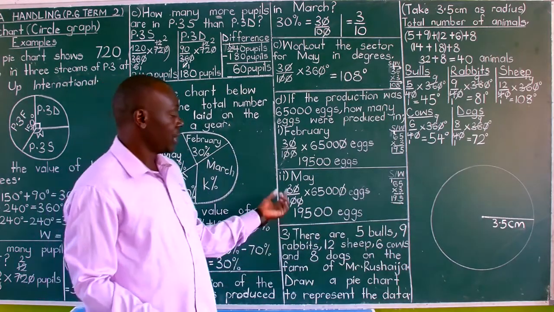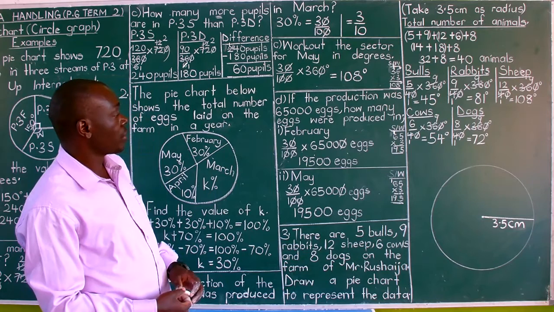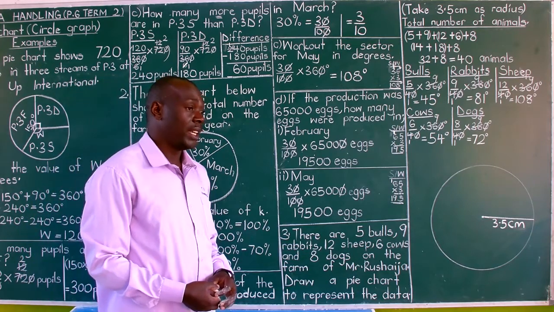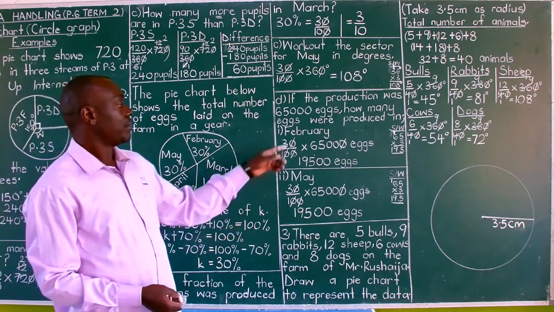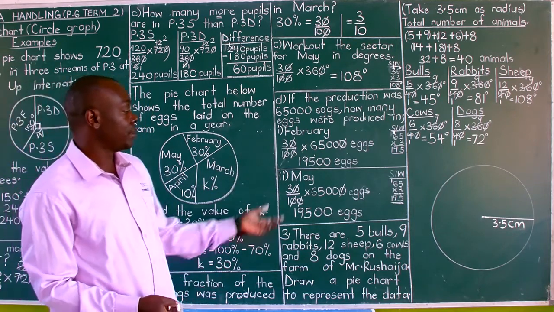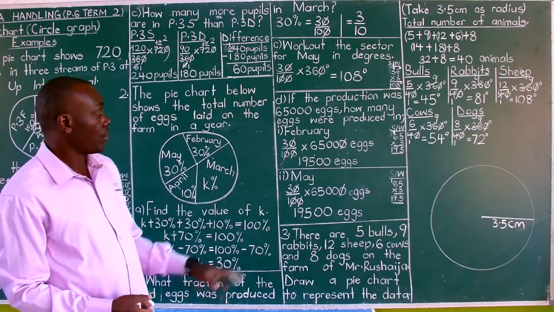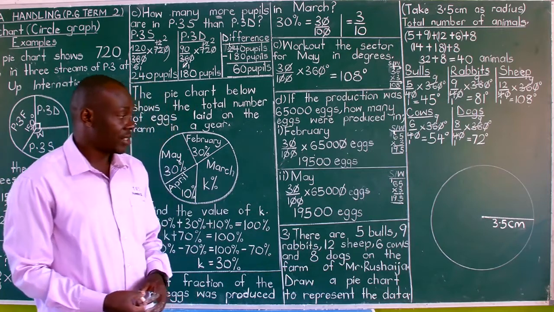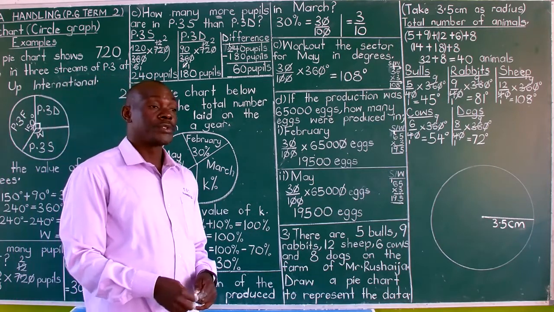Multiply 65 times 3 and get 195. Add on the 2 zeros and get 19,500 eggs that were also produced in May, which was similar in number to those that were produced in February. Why? Because they have got the same percentage, 30. So that is 30%.